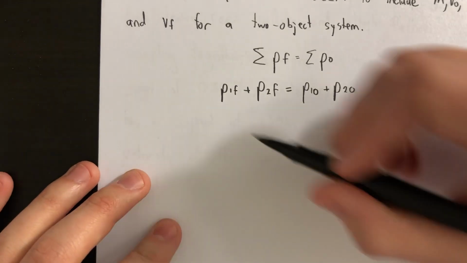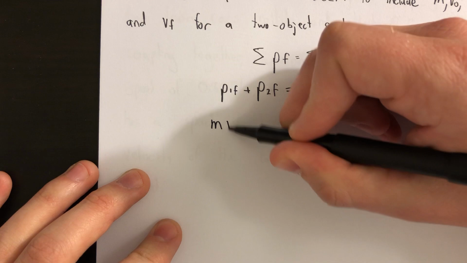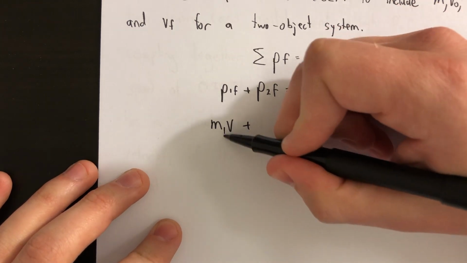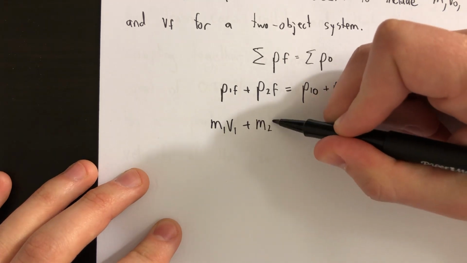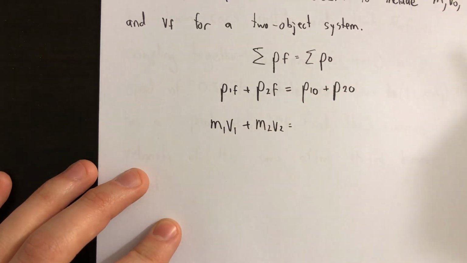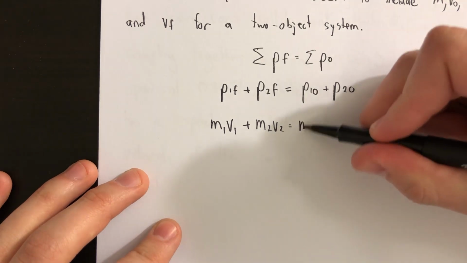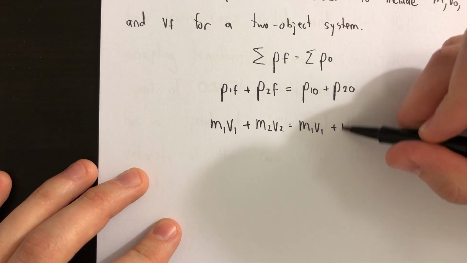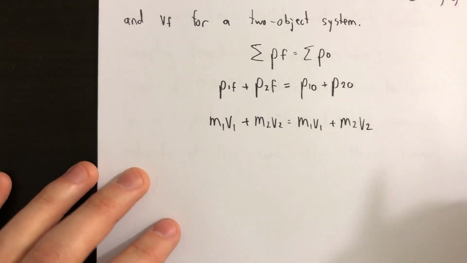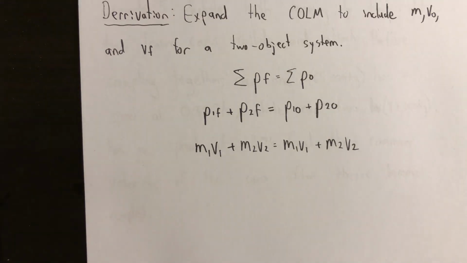P1F is M1 times V1. P2F is M2 times V2. P10, again, it's M1 V1. P20 is M2 V2. We're almost there. The problem we have now is that there's two V1s and two V2s, so we need to differentiate between these. We got to put our initial and finals here.